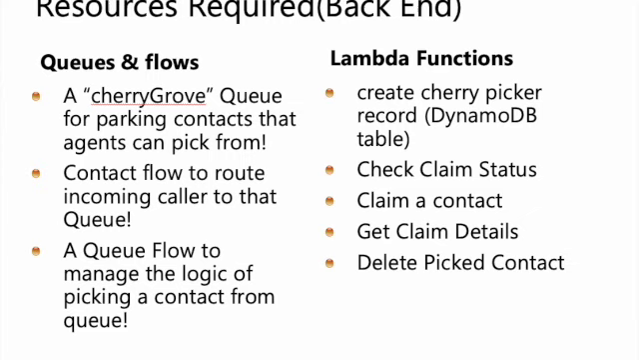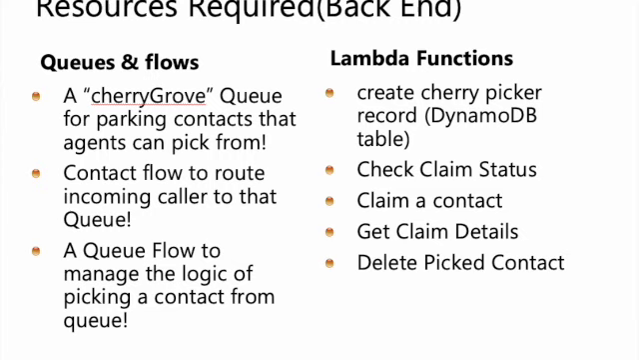The resources you're going to need on the back end, well, you're going to need some queues and flows. You're going to create a queue. I don't know what you want to call it. I call it Cherry Grove. And that's where incoming calls are parked, waiting for someone to claim the call. There's contact flows to route the incoming call to the queue flow to manage the logic of picking a contact. And again, that's where the heavy lifting is done.